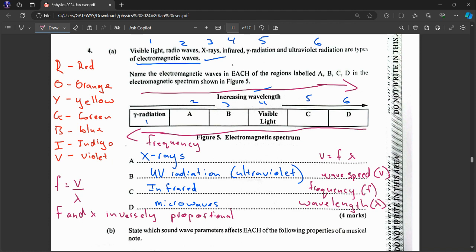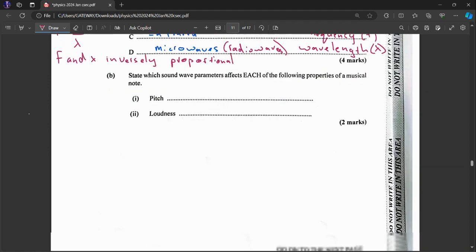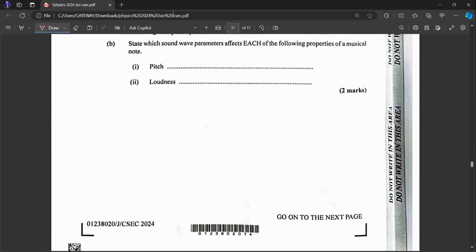Okay, so for microwaves you could also put what they actually give you, which is radio waves, just to use back what they give you. And that's how you fill out that there. So frequency will just increase in the opposite direction to where wavelength is increasing, because they're inversely proportional.